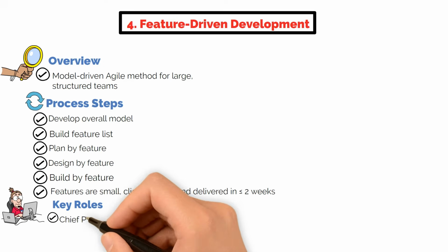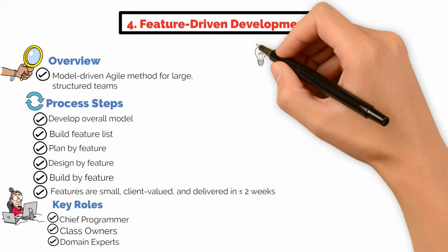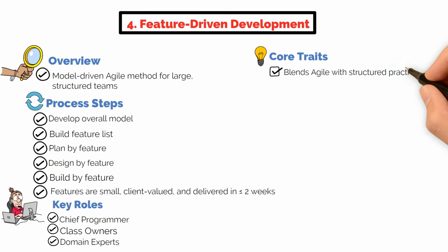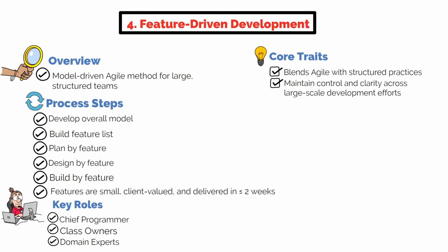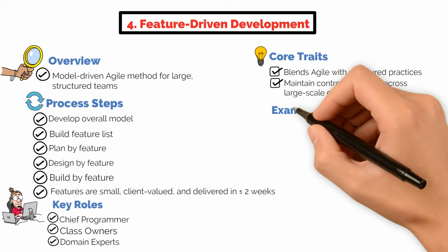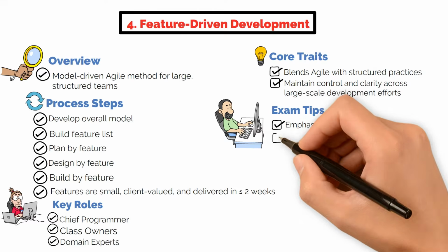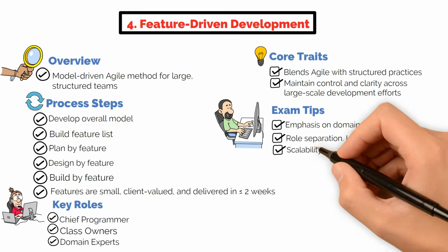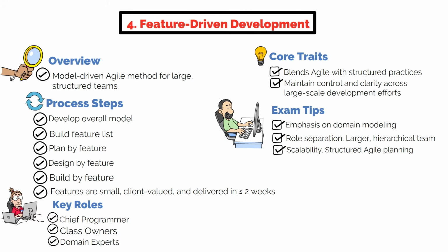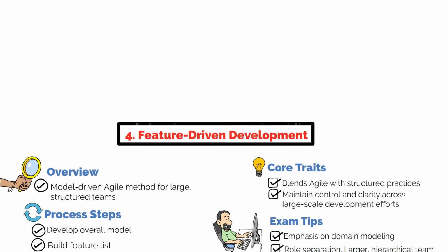FDD introduces specific roles such as chief programmer, class owners, and domain experts. It blends Agile values with structured practices to maintain control and clarity across large-scale development efforts. For the PMP exam, be familiar with FDD's emphasis on domain modeling, clear role separation, and its use in larger, more hierarchical teams. It's often a match for questions involving scalability or structured Agile planning. Let's look at a feature-driven development question together.